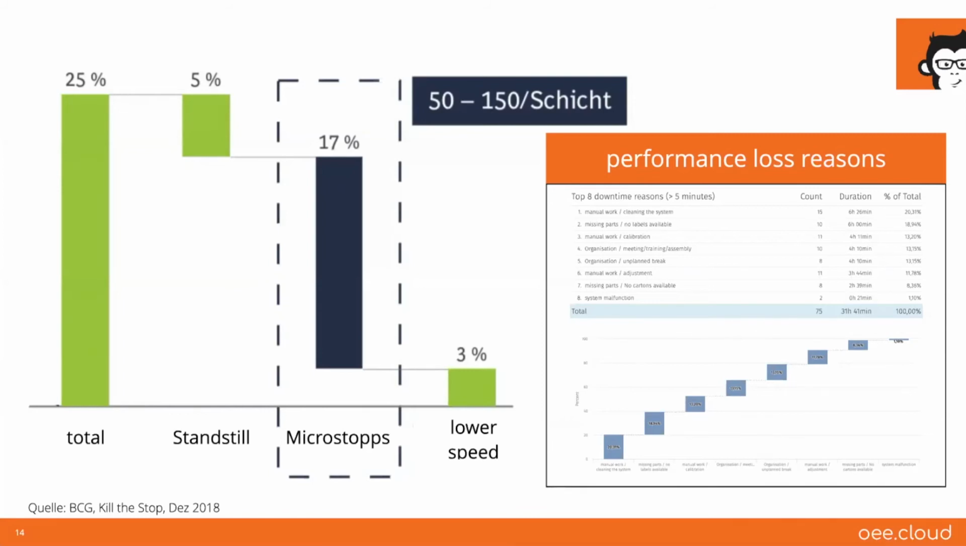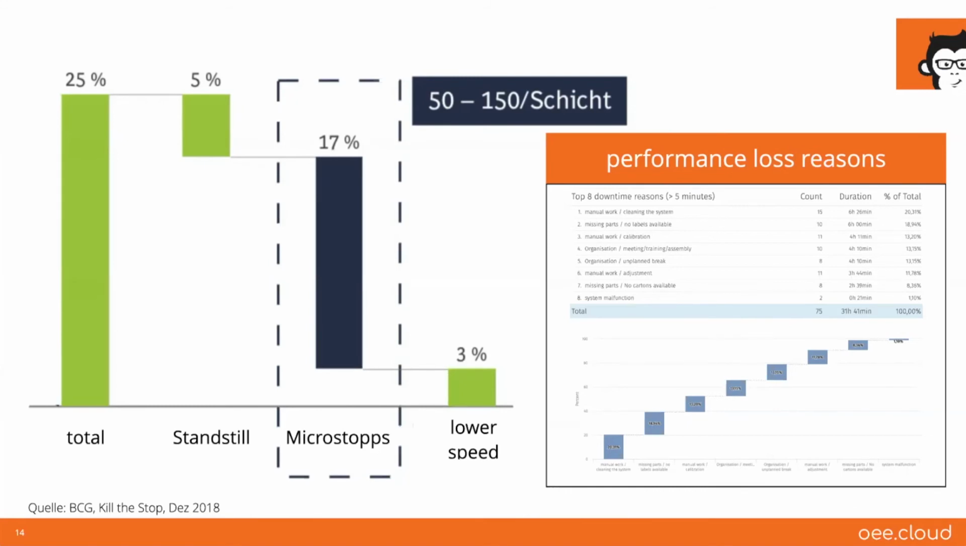Like very small stops, which lead in the end to a performance loss that is quite large. On average, we find that the performance losses due to the microstops can be quite severe, so large that performance is less than 50%. It depends, of course, on the type of machines, but per shift we have between 100 and 150 if it's a bad machine.